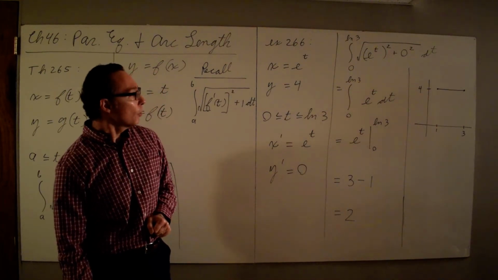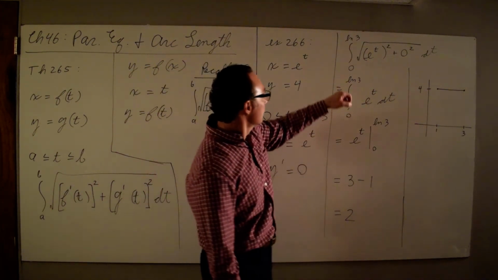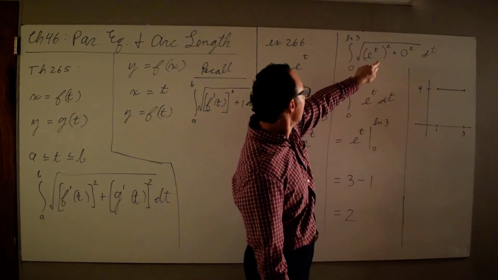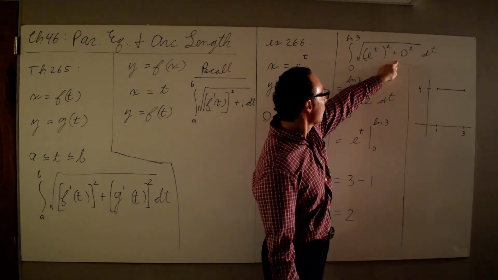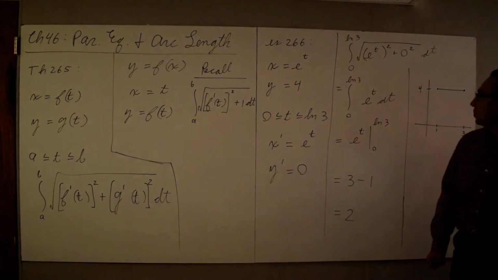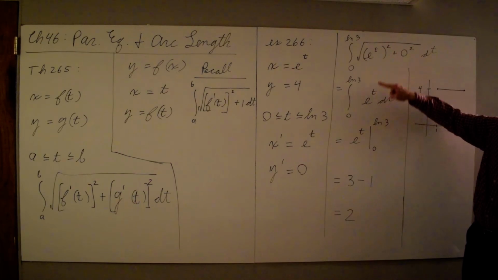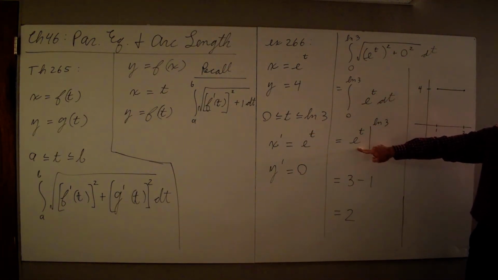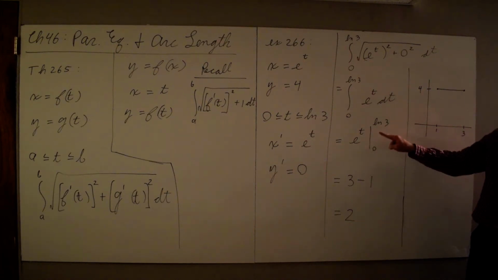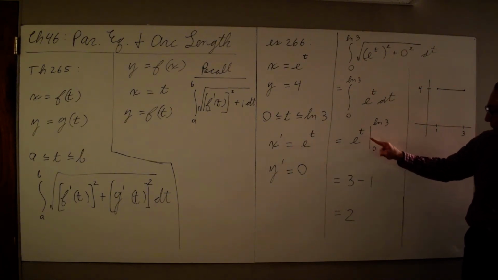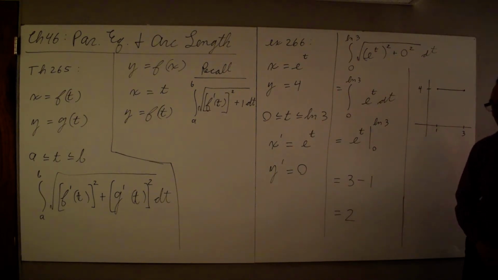So we use our arc length formula. Integral from 0 to natural log of 3, x prime squared plus y prime squared under the square root. This simplifies rather nicely. Fairly easy antiderivative here. Substitute natural log of 3, we get 3. Substitute 0, we have 1. We subtract, and the arc length is 2.